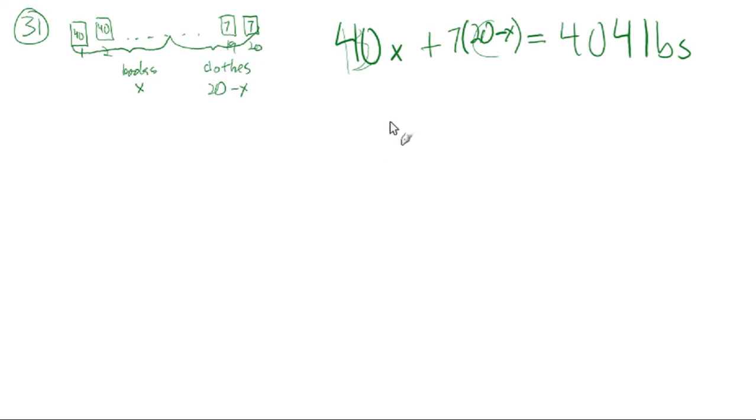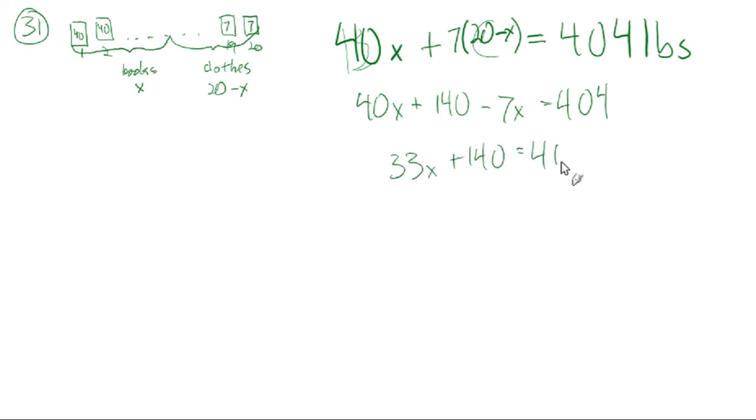Starting to feel like Dr. Seuss. So let's solve for x. 40x plus 7 times 20 is 140 minus 7x equals 404. You can kind of drop the units. 40x minus 7x, that's 33x, plus 140 equals 404. Subtract 140 from both sides. 404 minus 140. I won't pretend I'm not going to use my calculator. I am using it. 264. Divide by 33 on both sides.